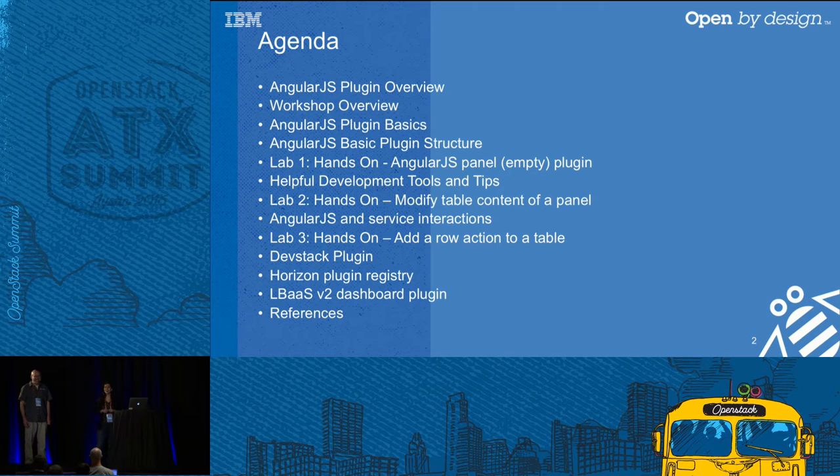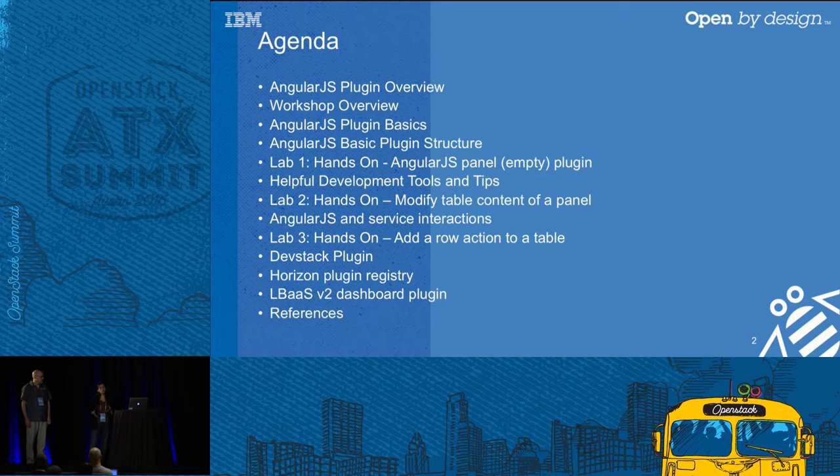In the first lab, we're going to start out by writing an AngularJS plugin, which is going to put up a panel in Horizon, so just your basic things. And from that point on, we are going to talk about some development tools and tips that you'll be using, or you can be using when you're doing development. Then we'll move on to lab two, which is going to build on what we did in lab one. So for lab two, we're going to talk about how you can modify a table that you put up on a panel. More often than not, people are going to be putting up tables on panels. So this is a very common use case that you'll run into.